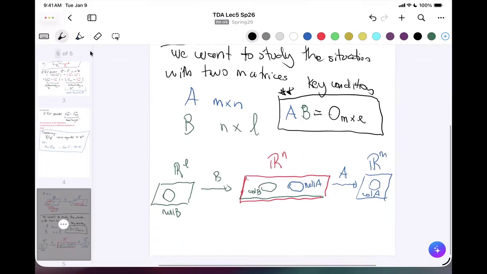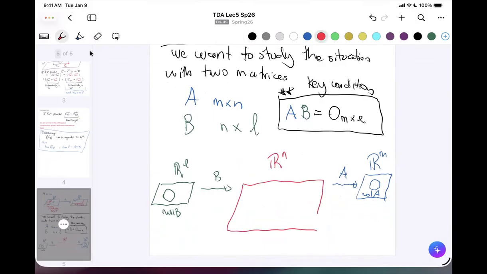So my picture is actually misleading, so let me erase this and draw the thing that is actually correct. So what's really true, maybe let me make it a little bit larger, is that if you have, again, here you would have the column space of B.